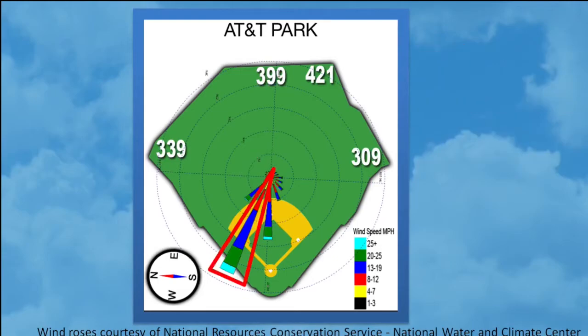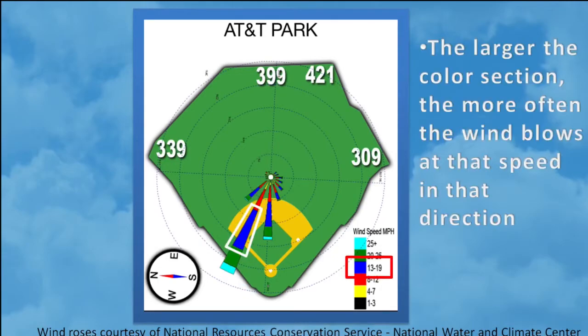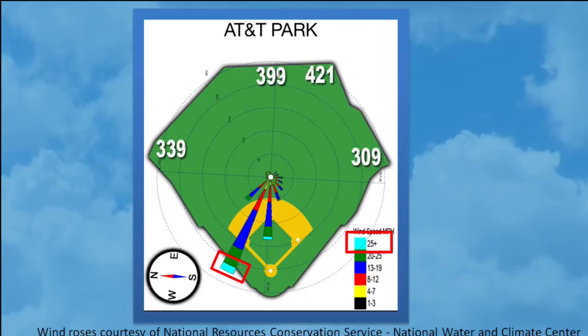Going back to that big arrow, we could break it down even further. Take a look at this color section of blue. The larger the color section, the more often the wind blows at that speed in that direction. So this large chunk of blue indicates that the wind very frequently blows between 13 and 19 miles per hour out to right center field at AT&T Park. The wind also blows out at 25 miles per hour or greater at AT&T Park, but because this section is smaller, it means that the wind doesn't blow at that speed in that direction as frequently.